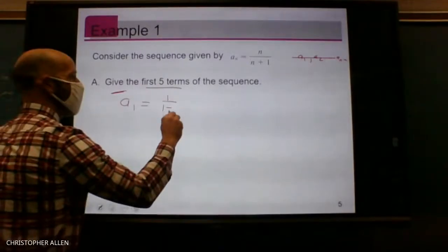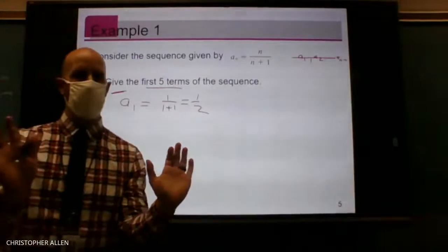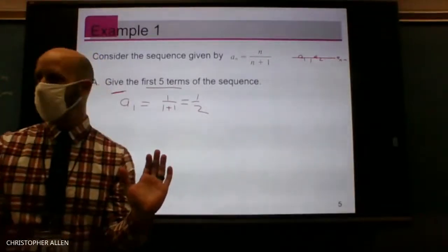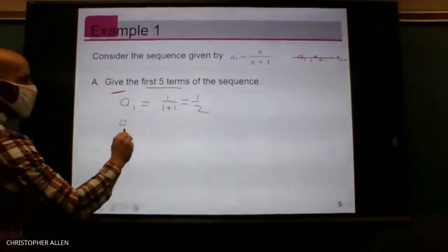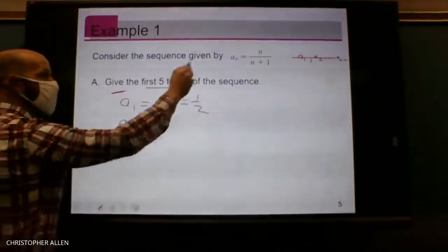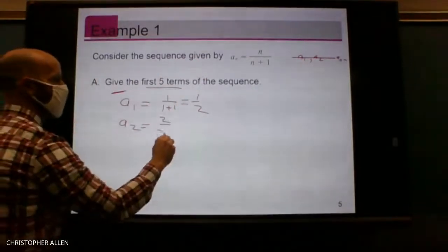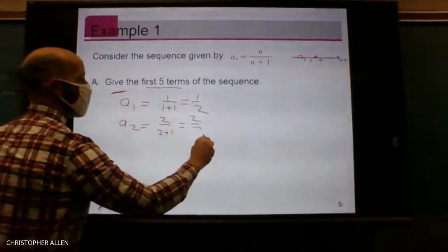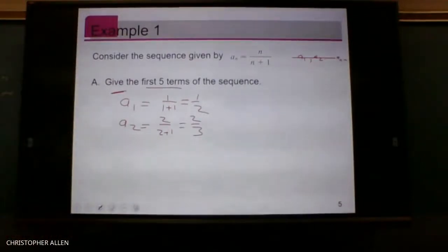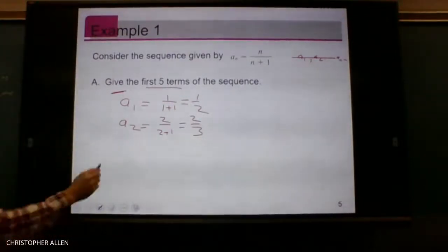Well, that's 1/2. And guys, I know that this is a super easy example, but we're going to walk before we run, okay? So then a sub 2, I'm plugging the 2 in for n, so that's going to be 2 over 2 plus 1. So that's 2 over 3. And you could probably already see the pattern.